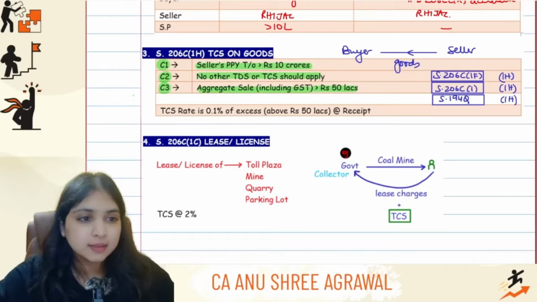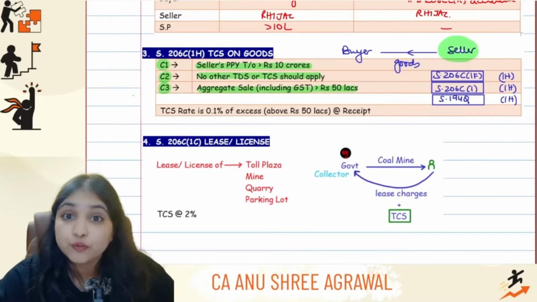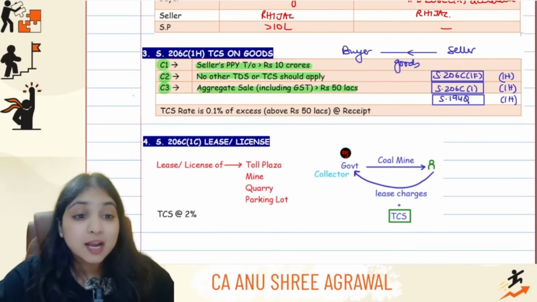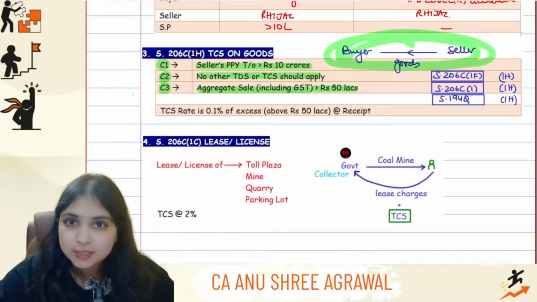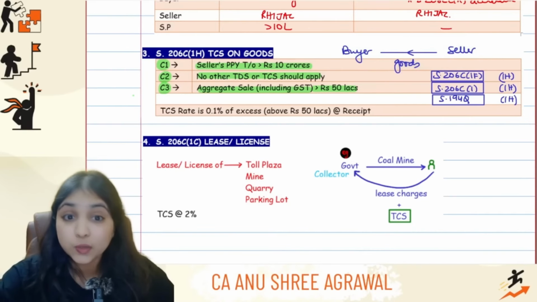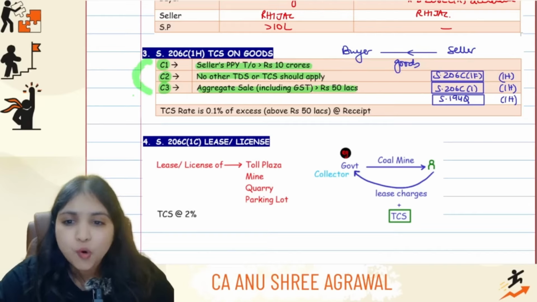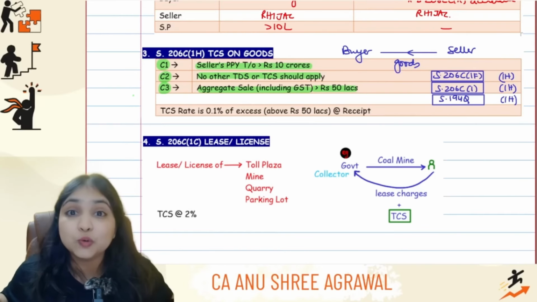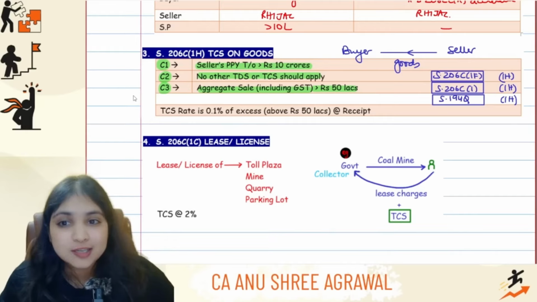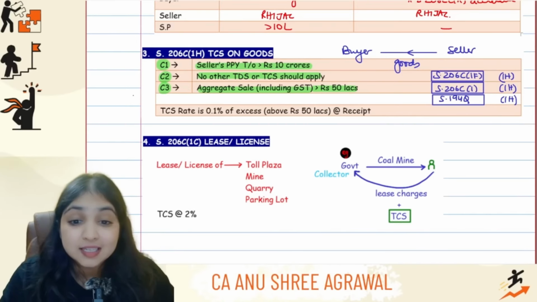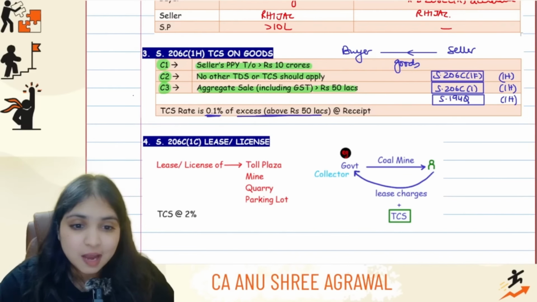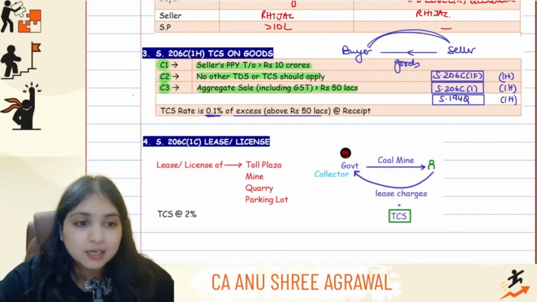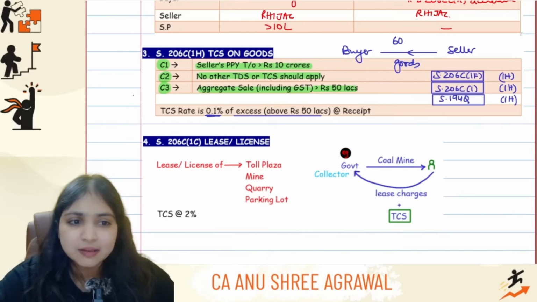So condition number 1, the seller should be a person whose preceding previous year turnover is more than 10 crore. Condition number 2, no other TDS, no other TCS is applicable. Condition number 3, the aggregate transaction between this buyer and seller in the entire year, including GST, should be more than 50 lakhs. If all these three conditions are fulfilled, welcome to 206C1H. In 206C1H, very special point, guys, the TCS rate is only 0.1%. 0.1% of the excess above 50 lakhs, which means if the total transaction between the buyer and seller is, let's say, 60 lakhs, okay, in that case, what is the excess above 50 lakhs? 10 lakhs.